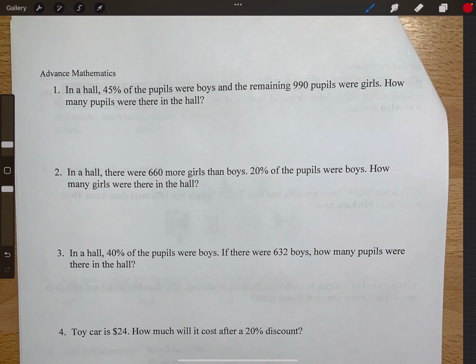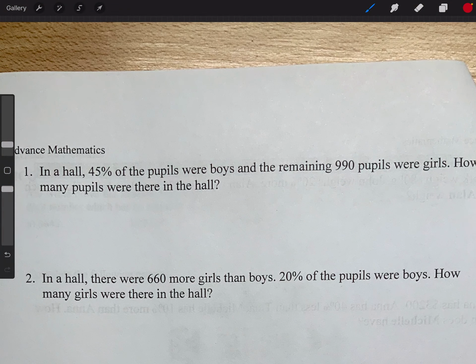In a hall, 45% of the pupils were boys and the remaining 990 pupils were girls. How many pupils were there in the hall? Pupils are just students, so let me see.